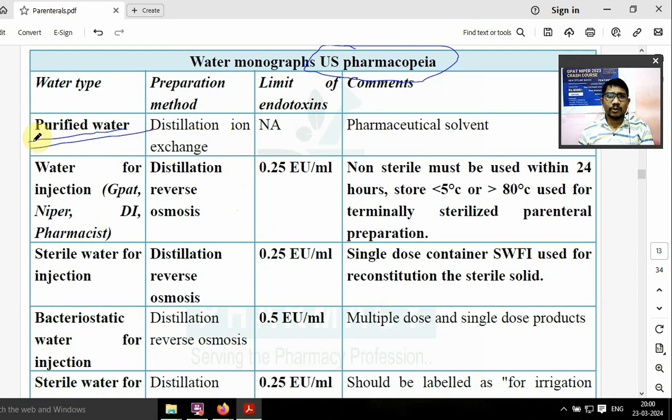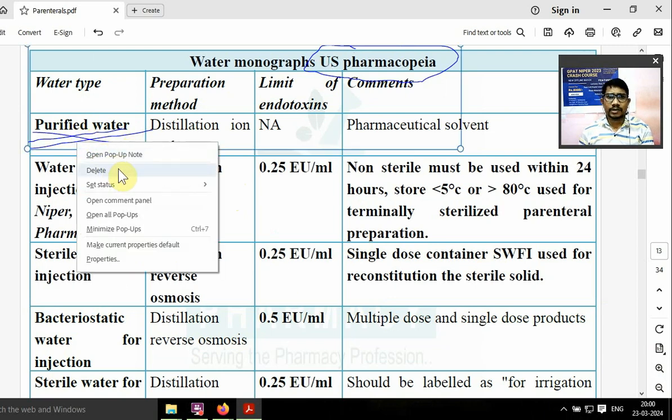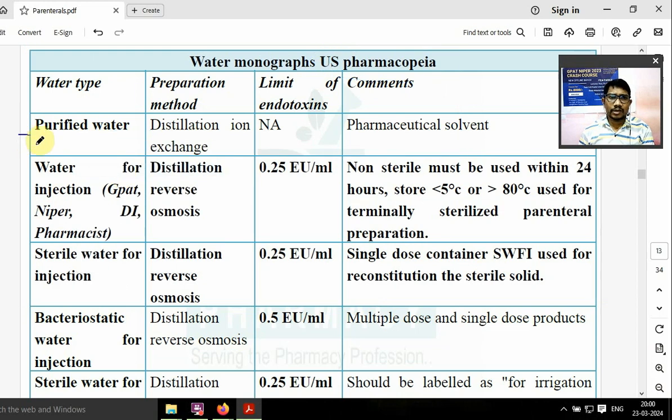Now, purified water is prepared by which method? Distillation and ion exchange. Purified water is prepared by the distillation and ion exchange method, and the limit for endotoxin is not applicable. So it is used as a pharmaceutical solvent.